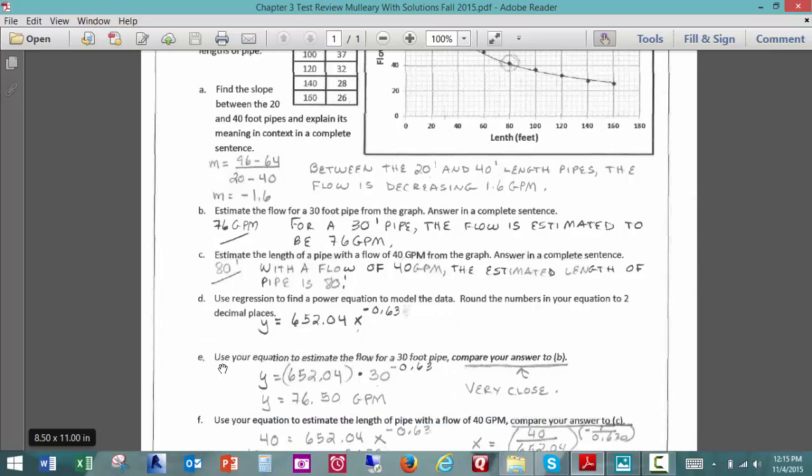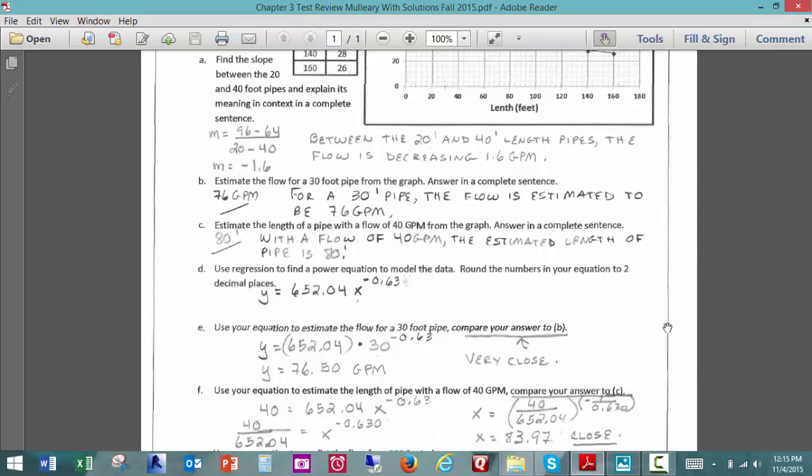On E, use your equation to estimate the flow for a 30-foot pipe. Now notice up here on B, I was using the graph. Down here, they want me to use the equation and then compare the answers. So that's what I did. So here's my 652 times 30, I put 30 in for x to the negative 0.63, and I ended up with 76.50. So when I compared the two, 76.50 using the equation and 76 just reading the graph. So they were very, very close to each other. So it was a good estimate.